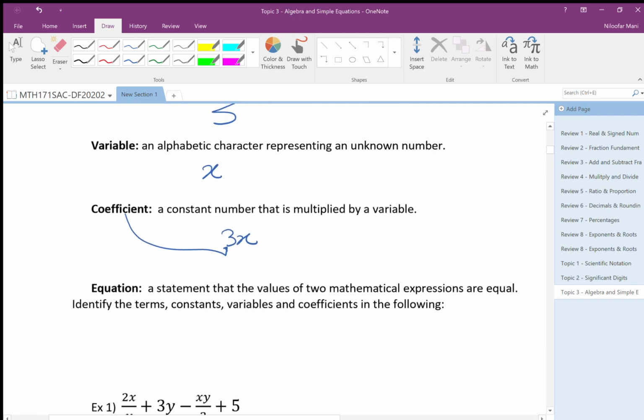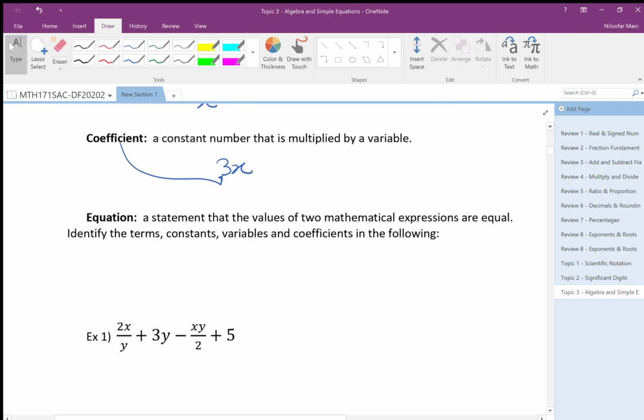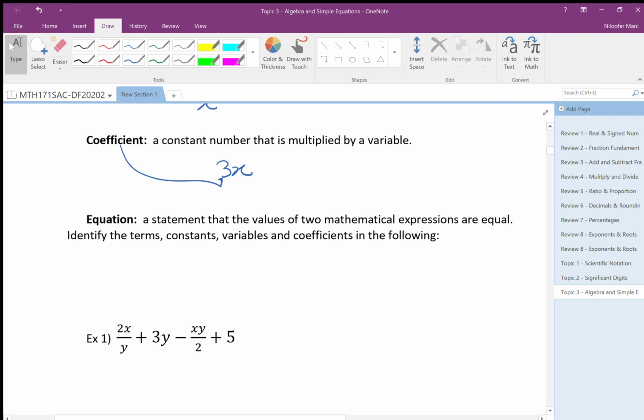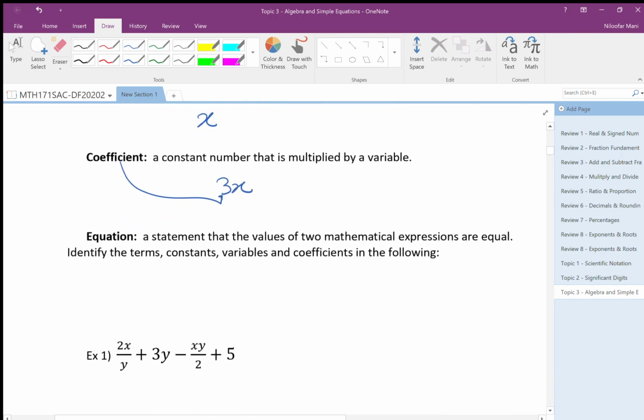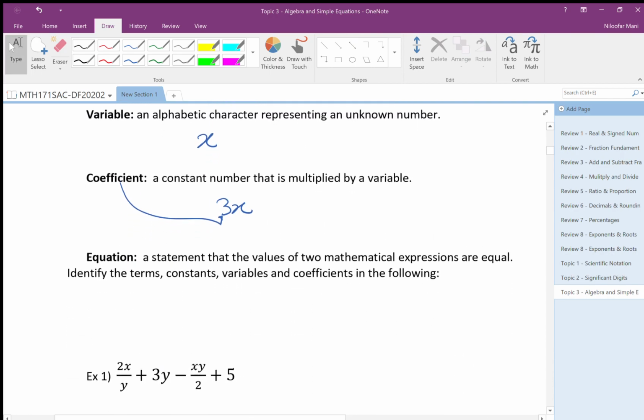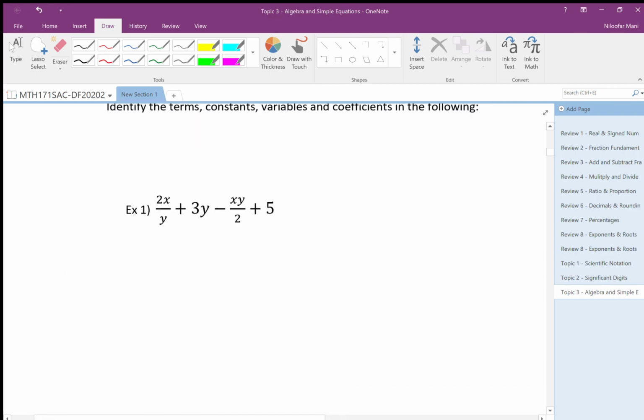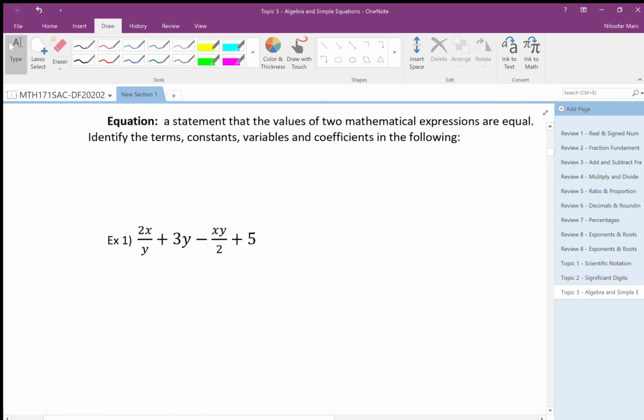So an equation is a statement that says two mathematical expressions are equal to each other. So when I see equal, that's an equation, right? And for each expression, I have several terms in addition and subtraction, and for each term, I have just a number or variable or a number multiplied by a variable. Of course, I'm not going to ask you to explain the meaning of each, but you need to know them as we continue in algebra.